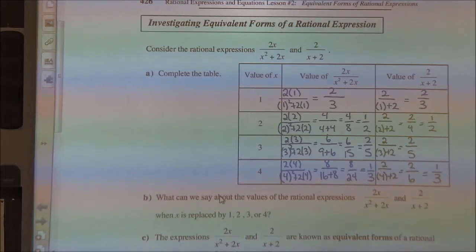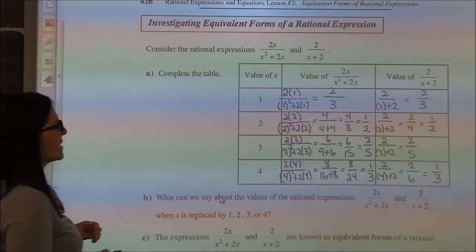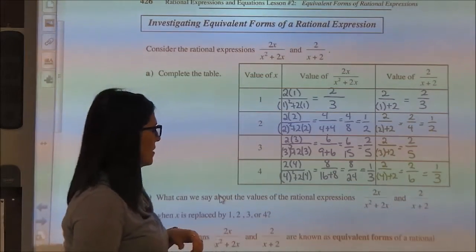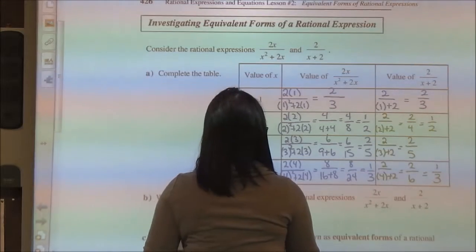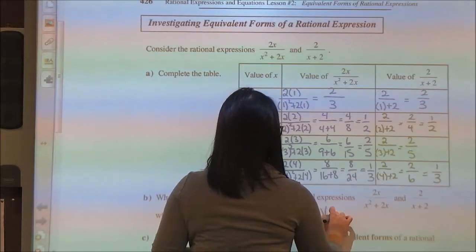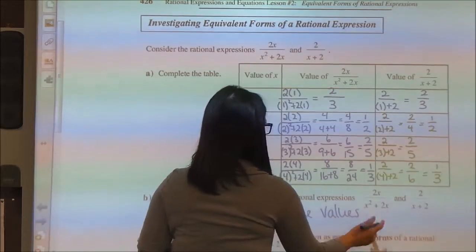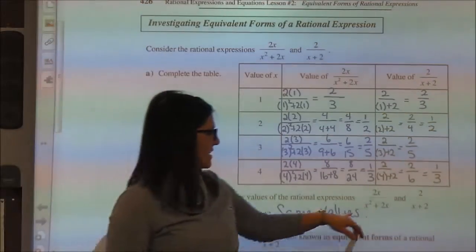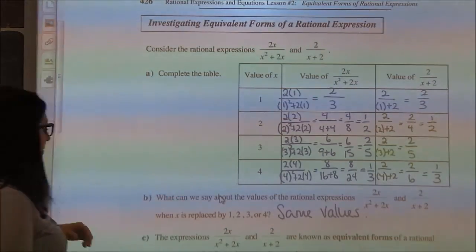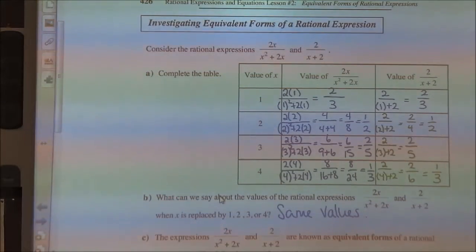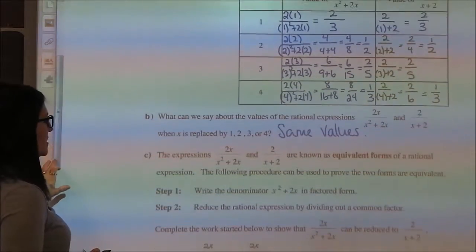Now, what can we say about these rational expressions when x equals 1, 2, 3, and 4? Well, they're the same. When x equals 1, I get the same answer for each expression, right through to when x equals 4. These expressions are considered to be equivalent forms of a rational expression, and we can prove that by simplifying the first expression.